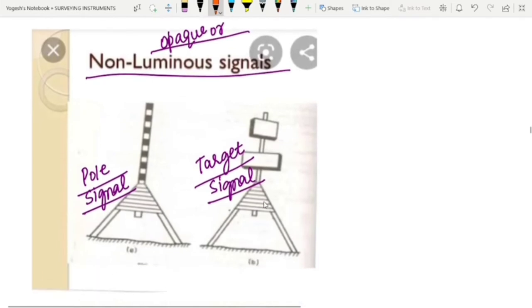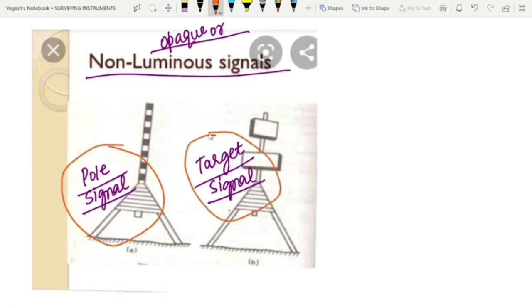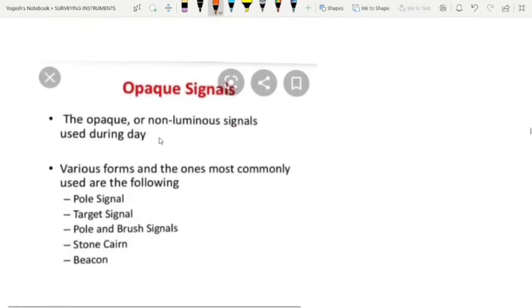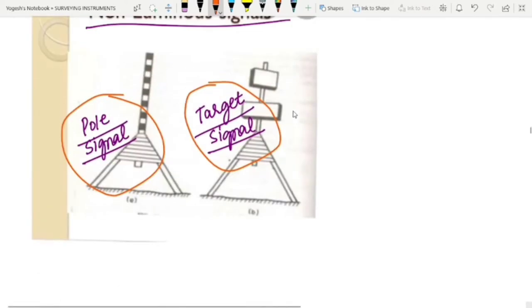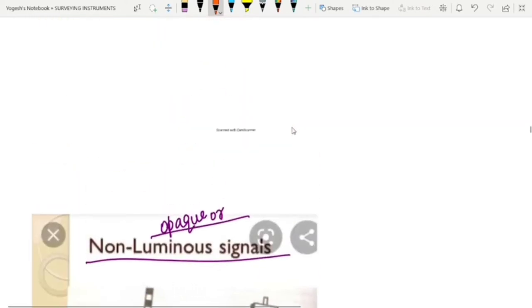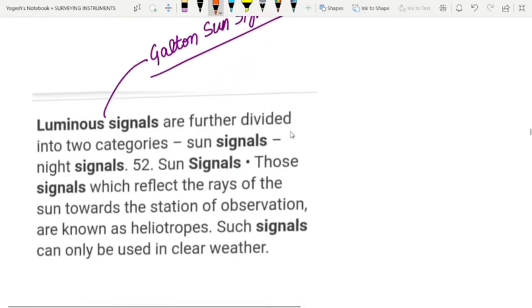These are the luminous and non-luminous signals, in the case of pole signals and target signals. Opaque signals or non-luminous signals are used basically in the daytime. These are the opaque signals. Various forms are called pole signals, target signals, pole and brush signals, stone beacon. Basically, my dear students, these signals are used for triangulation survey.